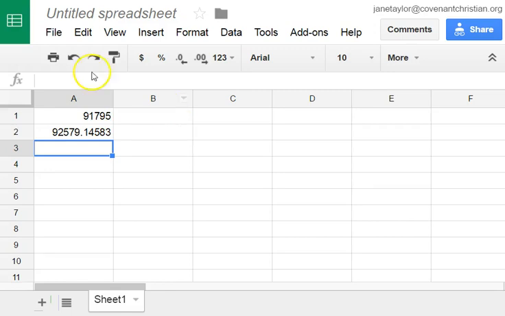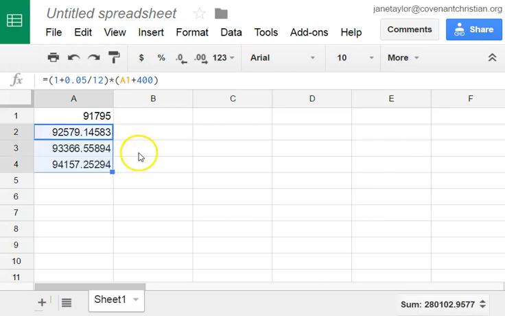Okay, so this number right here, clicking on this, is the previous term, A1, plus 400 times the interest, 1 plus 0.05 over 12. Now, if I drag this little cube down here a couple more times, I notice I get some different numbers. So look what happens in cell 3. It's referring back to cell 2.